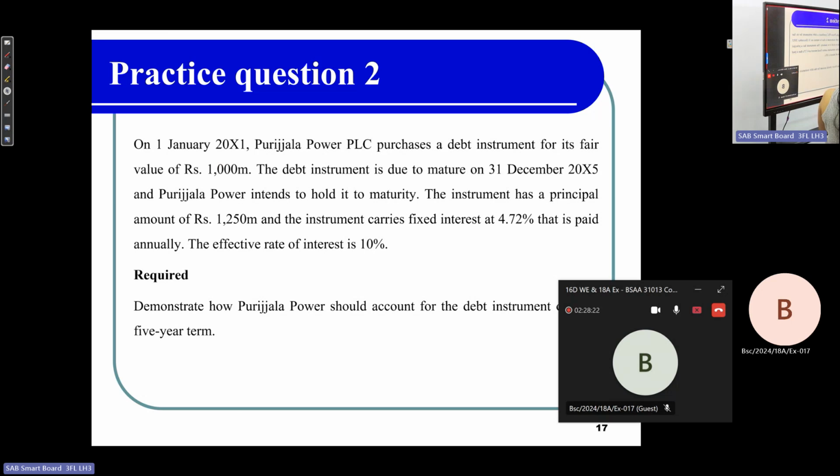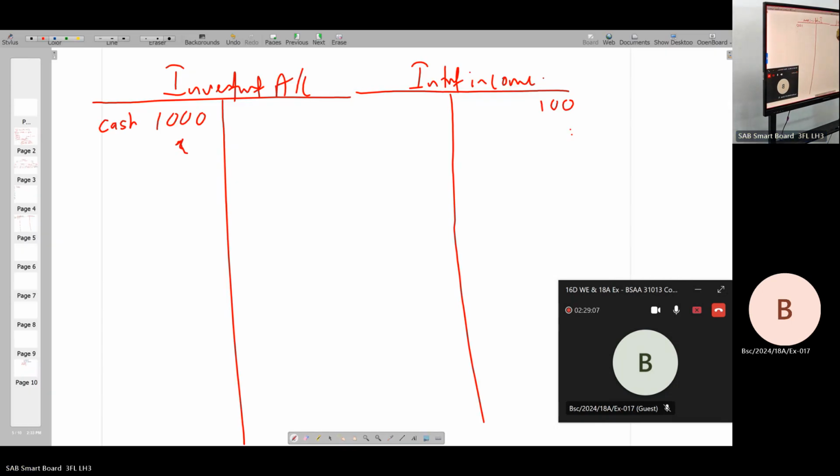the instrument has a principal amount of 1,250. This is the nominal value. If market demand and supply sells the instrument at 1,000, correct? Interest is given at each year end: 1,250 into 4.72%, which is 59 million. That is the cash flow that we are going to get. Correct?